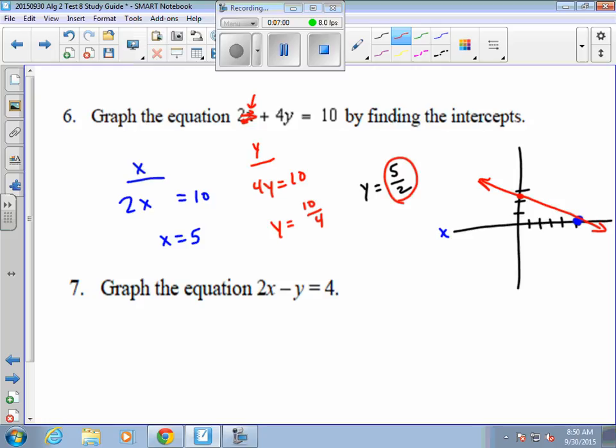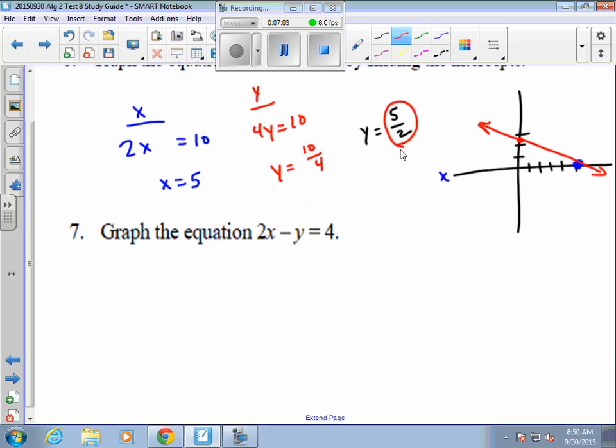Number 7 says graph the equation 2x minus y is equal to 4. You could do the same thing using the intercepts with this one. Or you can make it say y equals mx plus b. Okay. It's set up nice and neat to use the x and y intercepts for this one. So if you plug in 0 here, it cancels that out. So you're left with 2x equals 4. When you divide by 2, your x-intercept is 2.